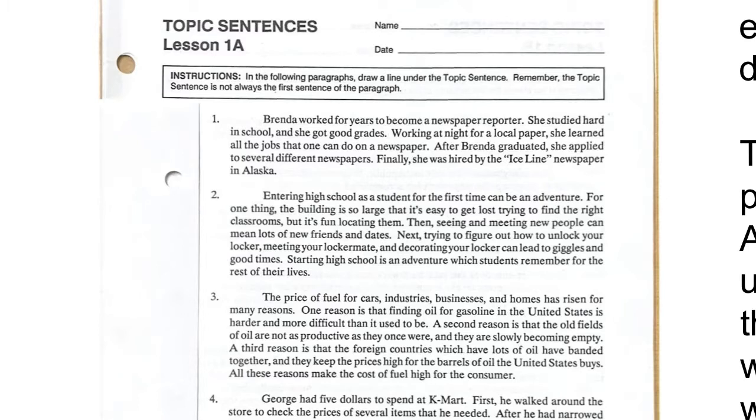So look at the first paragraph. Brenda worked for years to become a newspaper reporter. She studied hard in school and she got good grades. Working at night for a local paper, she learned all the jobs that one can do on a newspaper. After Brenda graduated, she applied to several different newspapers. Finally, she was hired by the Ice Line newspaper in Alaska.